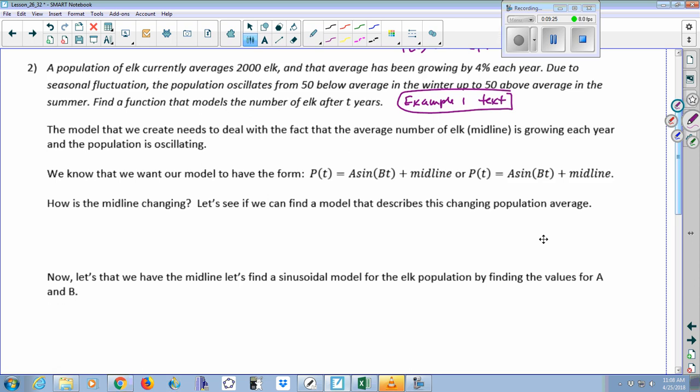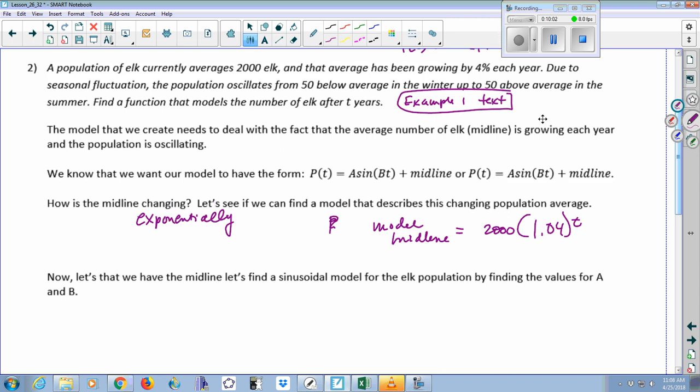So now our midline isn't just going to be 2,000. It's growing. So how's the midline changing? We've already discussed that it's changing exponentially. So the model for the midline is going to be our initial population times 1.04 to the T.